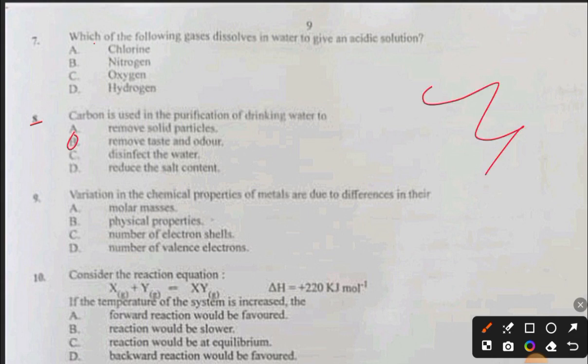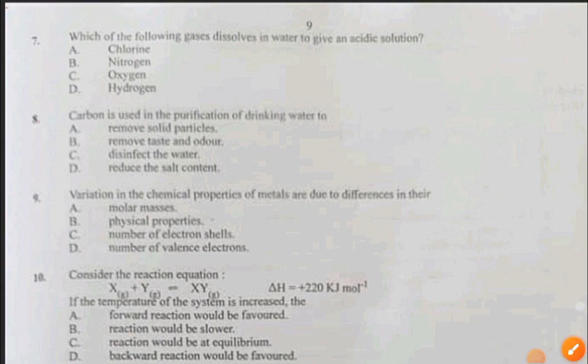Number 9, variation in the chemical properties of a metal are due to the differences in their A. Molar masses, B. Physical properties, C. Number of electron shells, D. Number of valence electrons. So the answer to question 9 is D. Number of valence electrons.